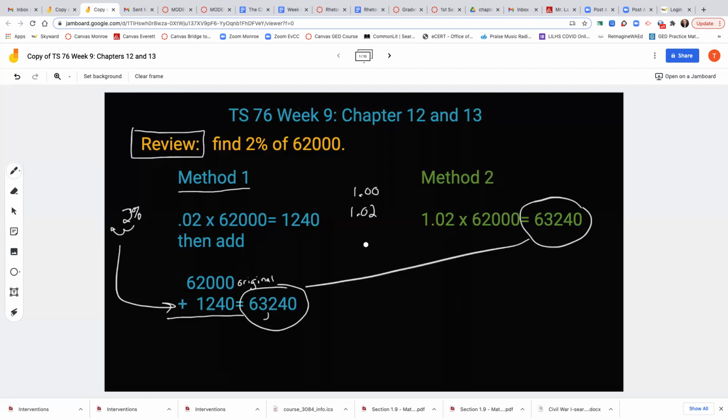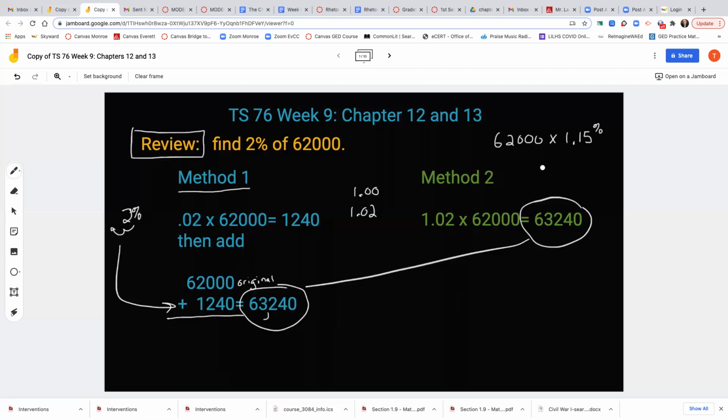Let's say that you had a 15% raise on something, and you wanted to know how much money you're going to get in total. If it was 62,000 and a 15% raise, it would be times 1.15. That's 115% right there if I put the percentage in. That's 15 more than 100%.